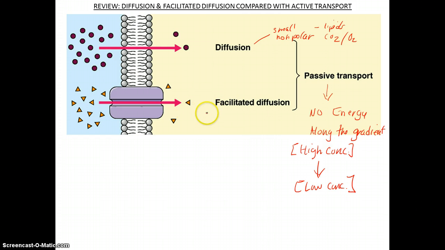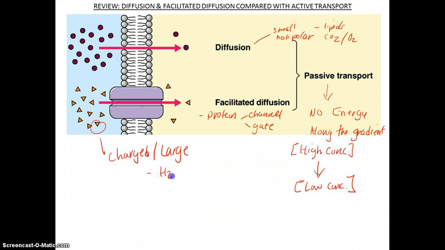Facilitated diffusion requires a helper protein, and this protein acts like a channel or a gate. And these particles could be something charged or large, and particles like water, like we have aquaporin as an example. These channels could be for particular ions. So large and charged particles, and also importantly sugar.